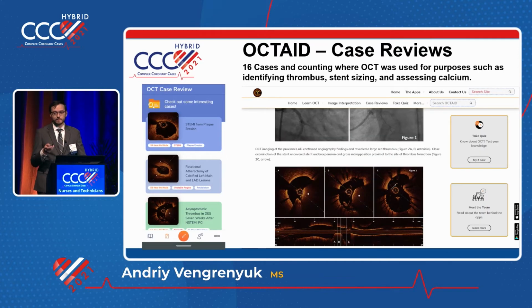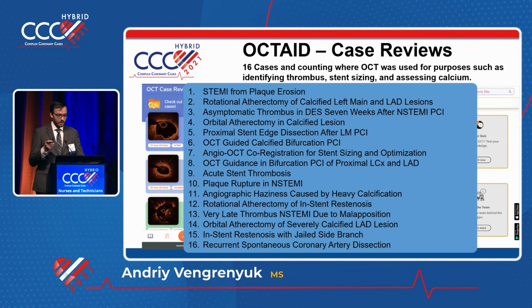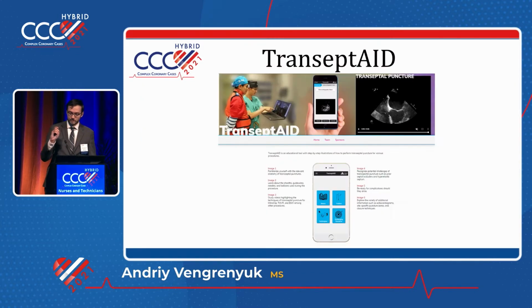And then 16 very detailed case reviews that go into STEMI, there's rotational and orbital atherectomy, there's NSTEMIs, there's spontaneous coronary artery dissections. All these different cases have pre and post OCT imaging, so you can understand in greater detail. Sometimes the angio doesn't quite give you the resolution that you're looking for to really understand what's happening.